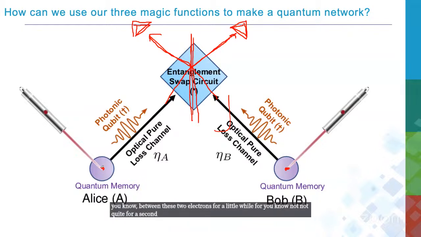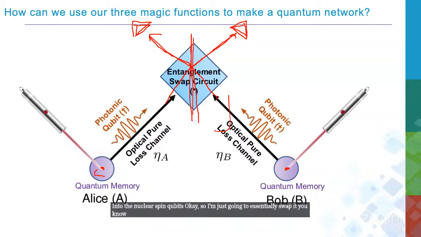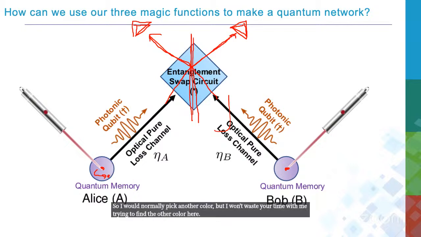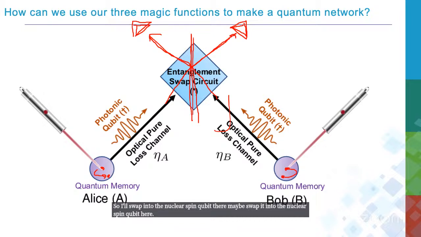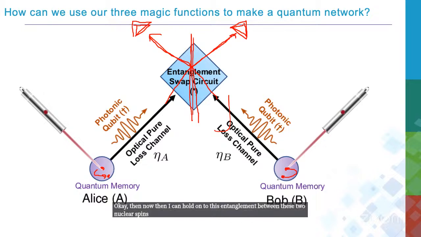Now, however, if I apply my microwave drives and transfer this quantum information into the nuclear spin qubits, so I'm just going to essentially swap it into the nuclear spin here. I would normally pick another color, but I won't waste your time trying to find the other color here. So I'll swap it into the nuclear spin qubit there, maybe swap it into the nuclear spin qubit here. Then I can hold on to this entanglement between these two nuclear spins, which will be entangled with each other for many seconds, which is a long time.